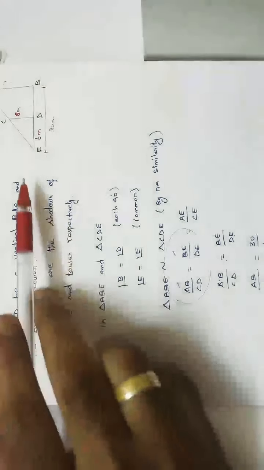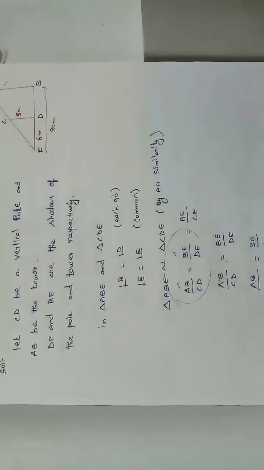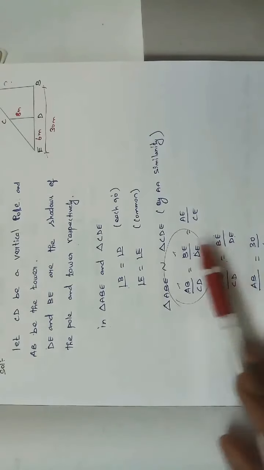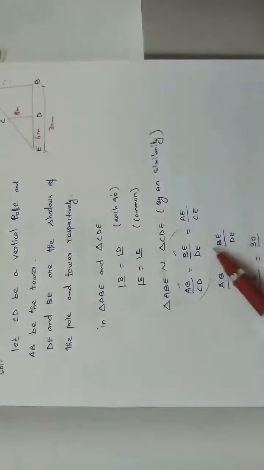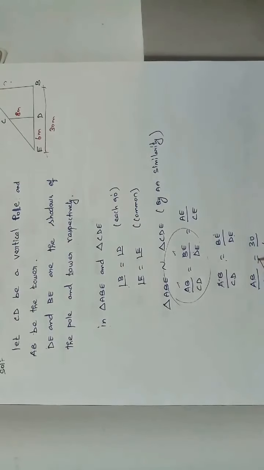What is the length of CD? CD is nothing but 8 meter. So CD is equal to 8 meter, B is nothing but 30 meter, and D is nothing but 6 meter. Substitute, and take this 8 to the RHS.